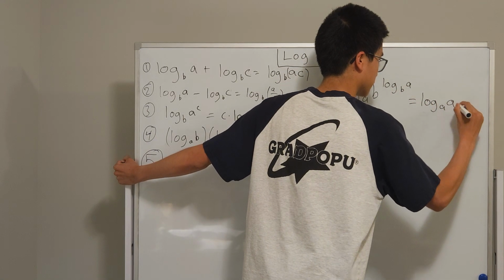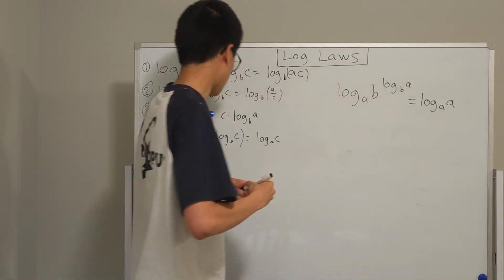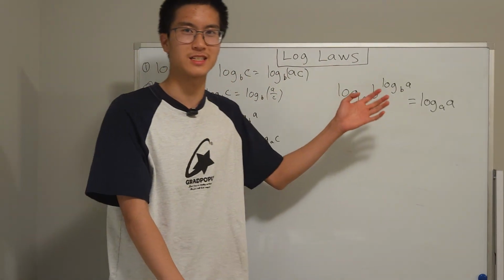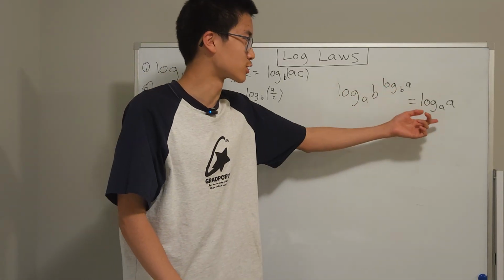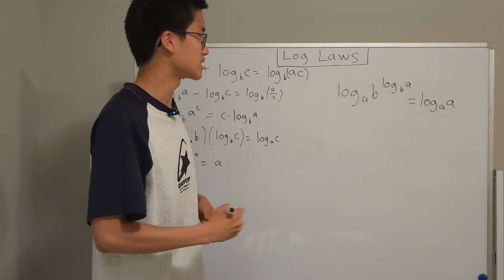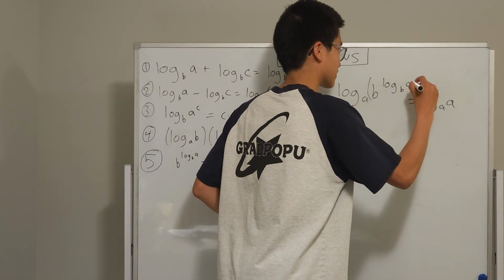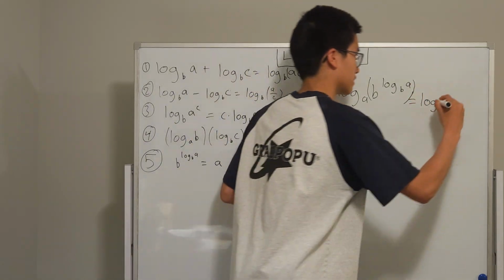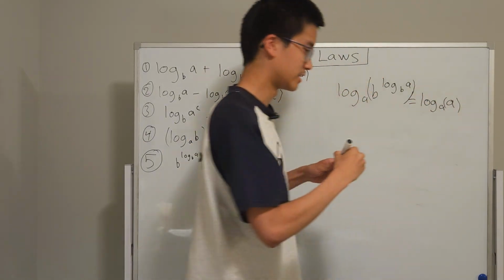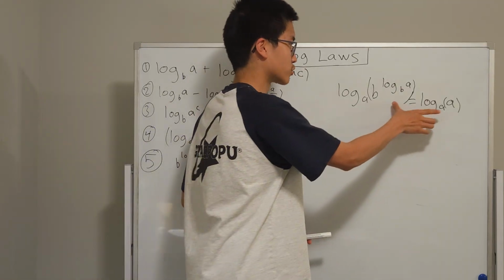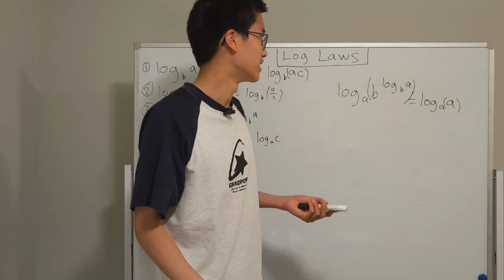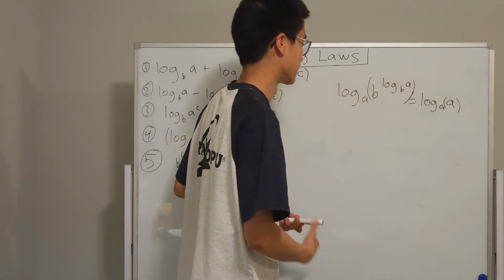Log base a of both sides, right? Now we have this. Because this equation is true, and I took the log base a of both sides, this is also true. To see this more clearly, if I put brackets around this, it's more clear because these two are equal, therefore you must raise a to the same power in order to get what's inside here.